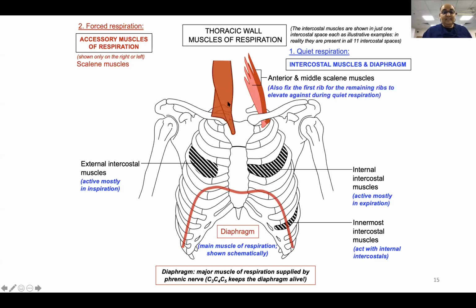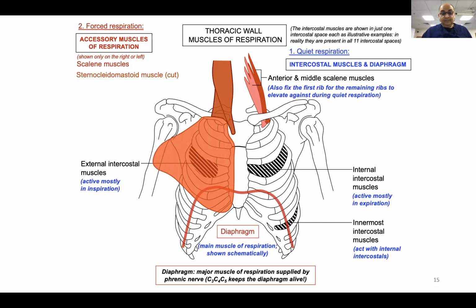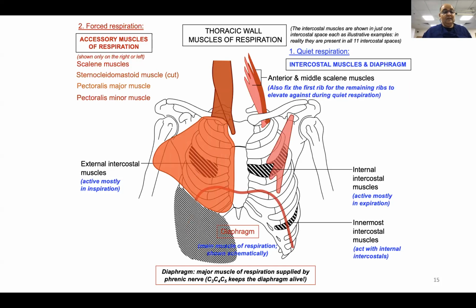Then I'm looking at the sternocleidomastoid muscle. And then I have the pectoralis major and minor. And then I have the muscles of my anterior abdominal wall. All of them are acting. They are helpful when I need more respiratory movement. So they are called accessory muscles of respiratory movements.